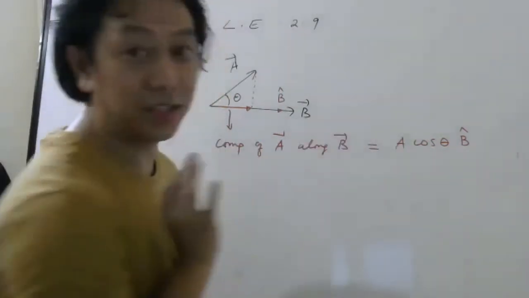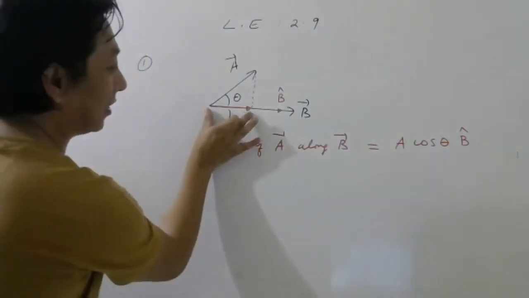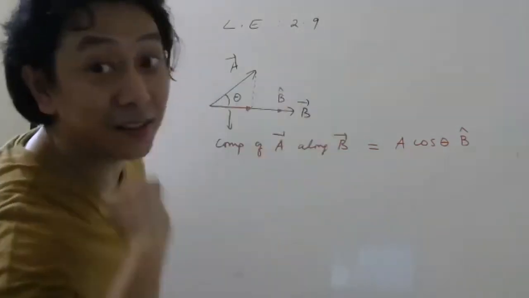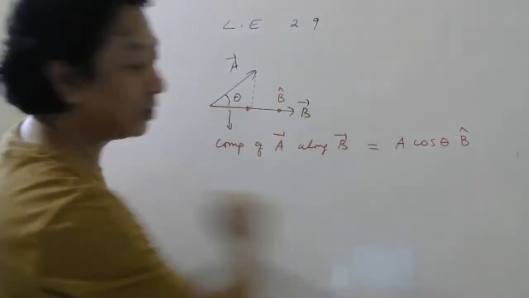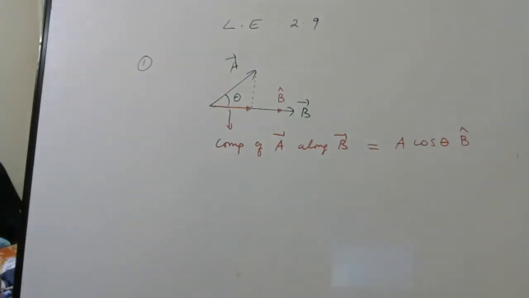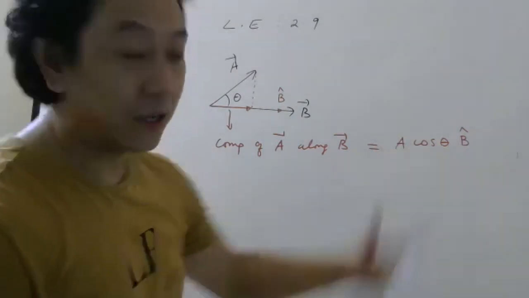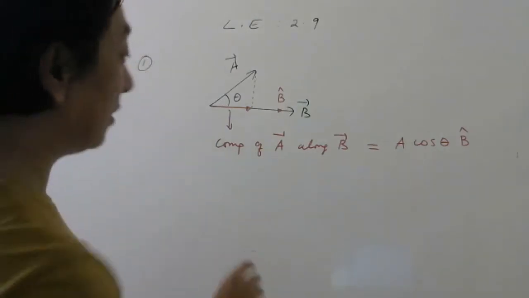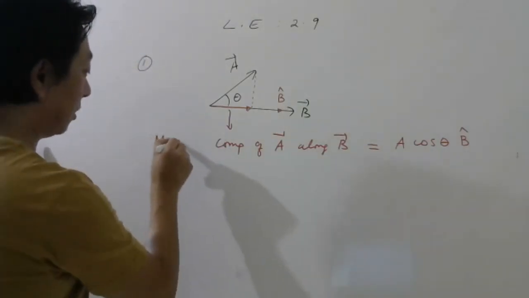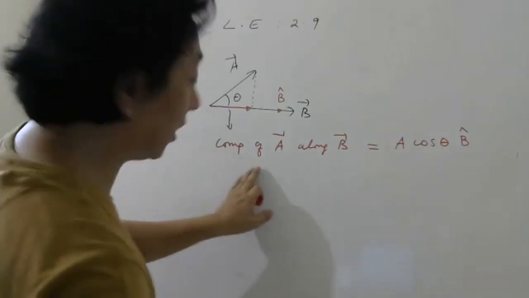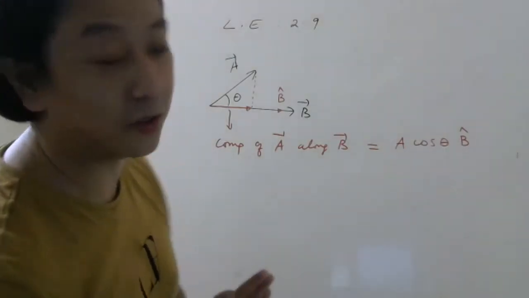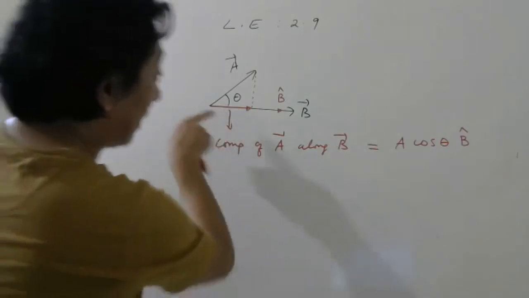If you write only A cos theta, that is the magnitude, that is the length of this vector. Now, this vector is in the direction of B bar, so you have to multiply with unit vector along B bar, which you can write B cap. A cos theta will give you only the magnitude, students. If they ask you to find the magnitude of the component, then you can write only A cos theta. But if they say component, then better to mention the unit vector also.